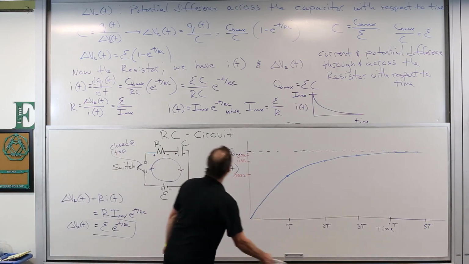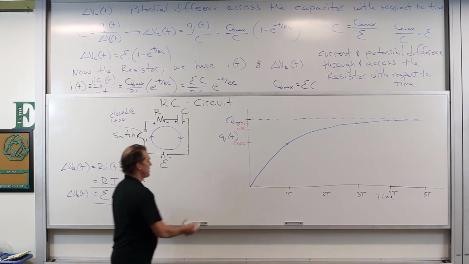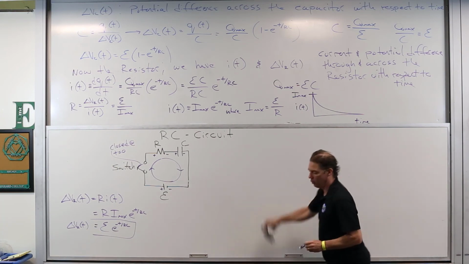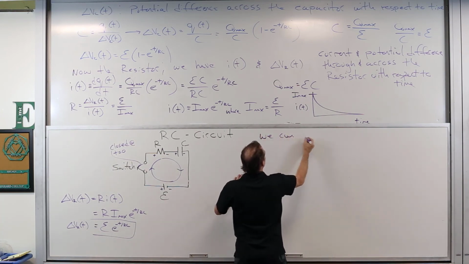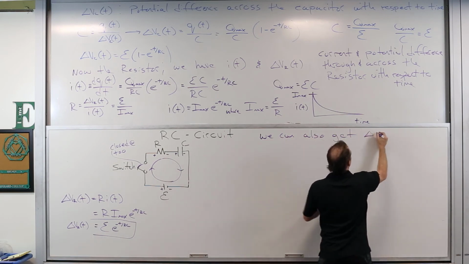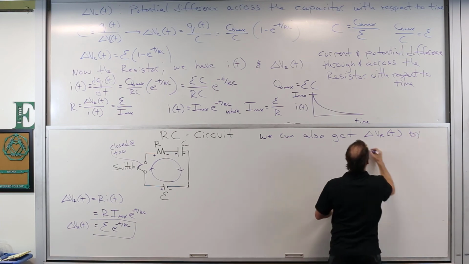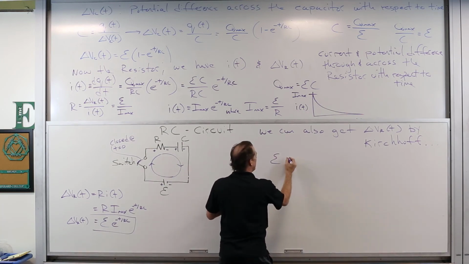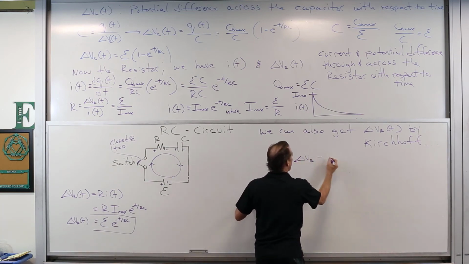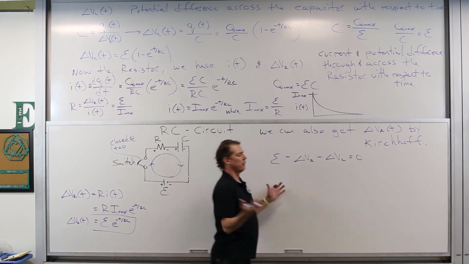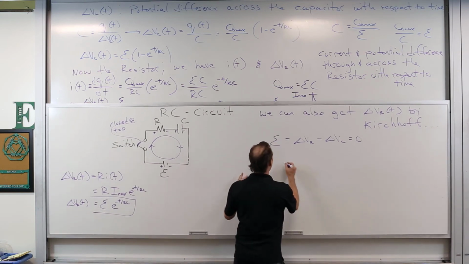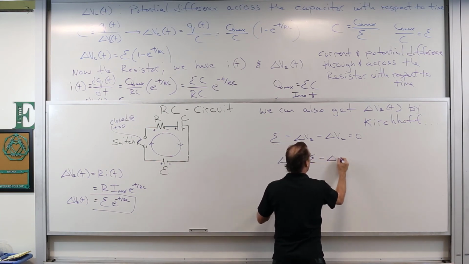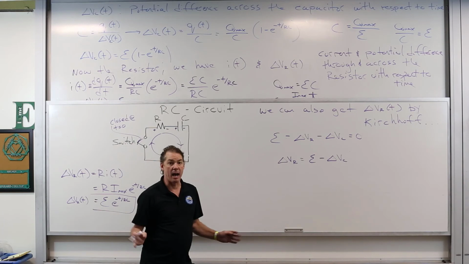So the other way that we could have gotten the potential difference across the resistor is just by going to Kirchhoff's loop rule. Because we had in the beginning E minus delta V sub R minus delta V sub C has to be equal to 0. That was our loop rule, that's what we started off with. Thus, we must have that delta V sub R is equal to, we'll move that over to that side, the source potential minus delta V sub C. And this is at any given time while it's charging.